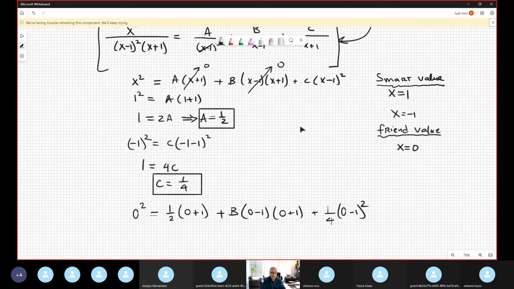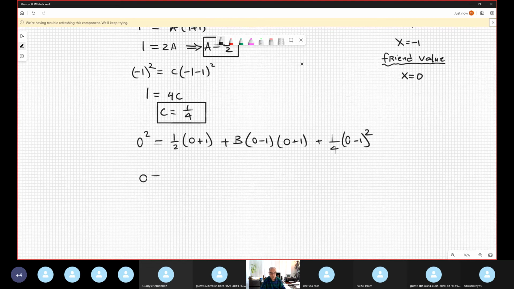No, 0 is 0, you know. And this is 1/2 plus, let me see, this is negative 1 and this is positive 1. So together is minus B plus negative 1 squared is 1 1/4. Okay, now solve for B is easy.